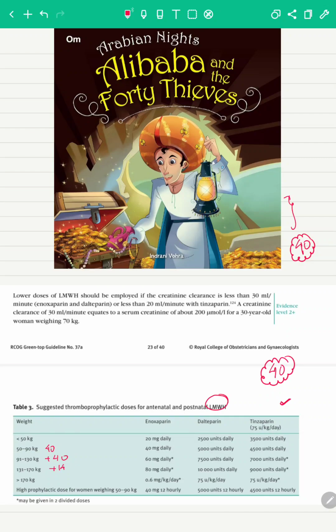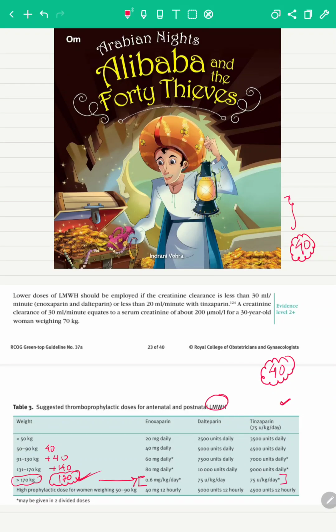Then again 140 till the weight becomes more than 170, because this is a very rare weight range that we will come across. More than 170 kgs is not something which we generally come across. So this is the maximum which has been given and above. So in the rare cases where there is extreme obesity and the weight is more than 170, then depending upon the weight we will give the doses accordingly.